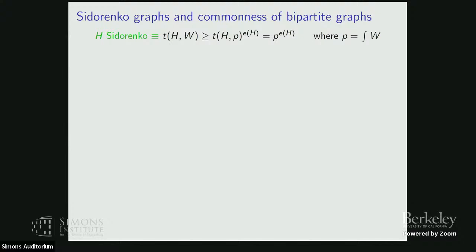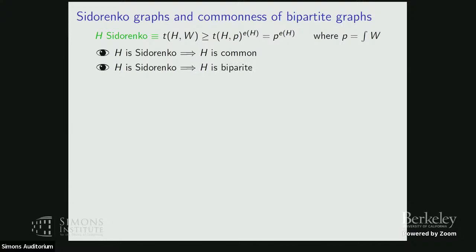In other words, among all graphons that have density p, the way to minimize the H count is to take the constant function p. So a couple of observations. If your graph is Sidorenko, then it's common because, if you want to show that a graph is common, you need to lower bound the count in red and blue. And if your graph is Sidorenko, just by convexity, you have a good handle on both in red and in blue. So you are in a good shape.